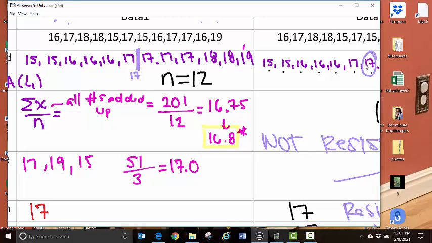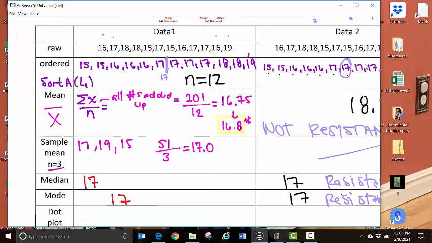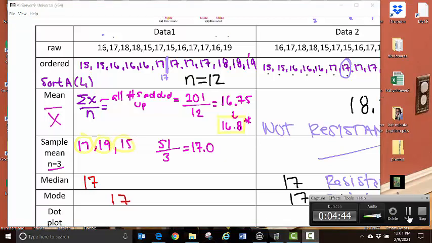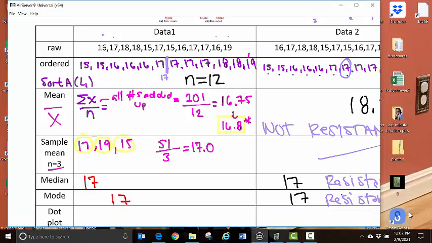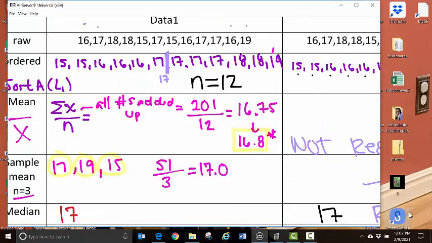Okay? The sample mean is the same thing as the mean, but what if instead I just randomly picked 3 of the numbers out of the data set and then took the average? That would be the sample mean. The median is 17. If I put these numbers in order, the middle would be right here, right in the middle.